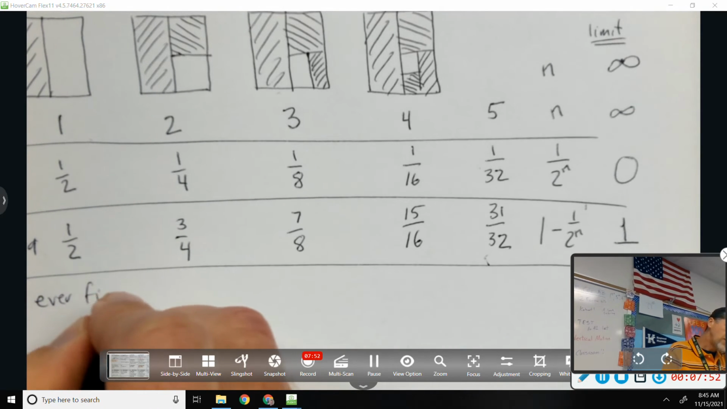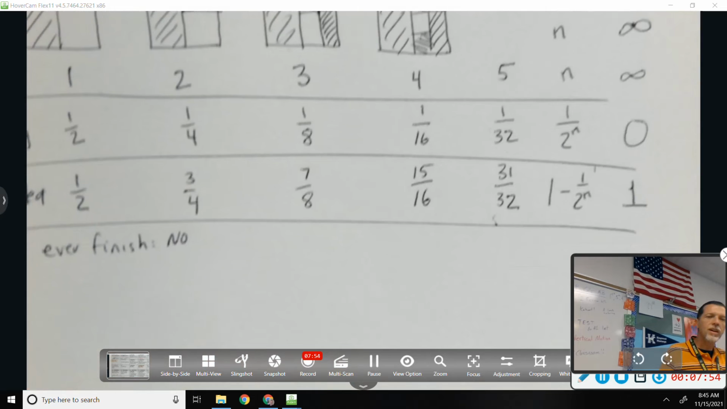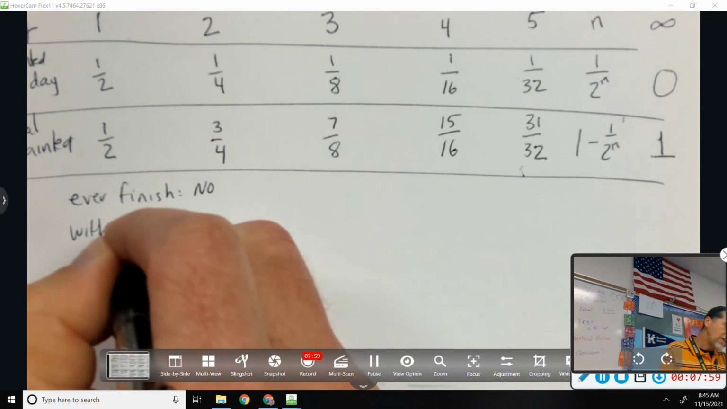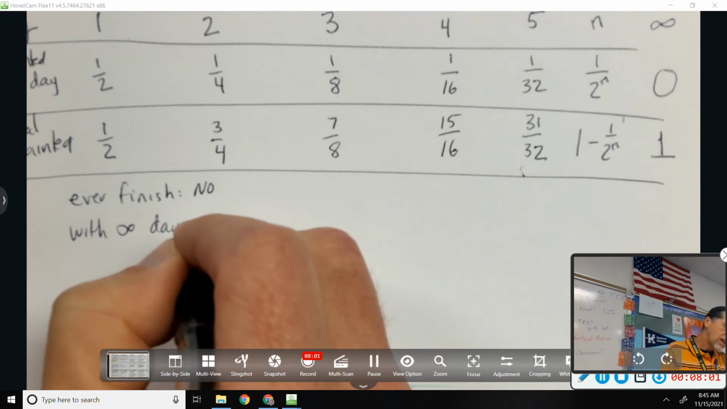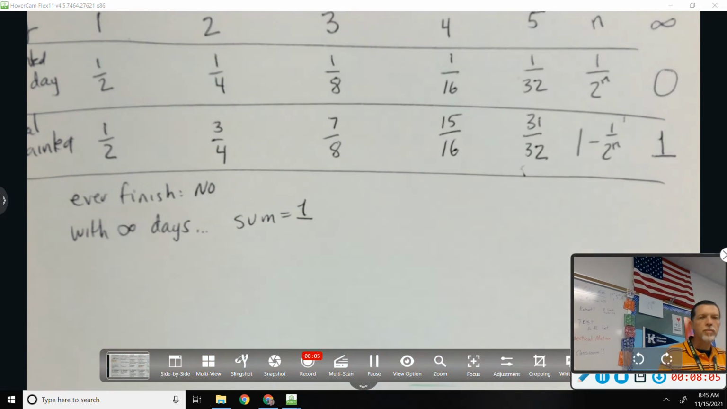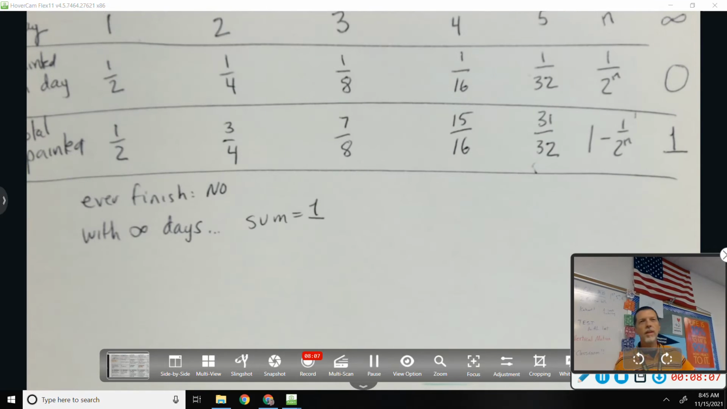So will we ever finish? No. Until someone comes up and just paints your wall. But with infinite days, the sum equals 1. And that's the tricky part, because you don't have infinite days. Right, but if you did, the whole wall would be painted. As a limit. The limit as n approaches infinity is 1.